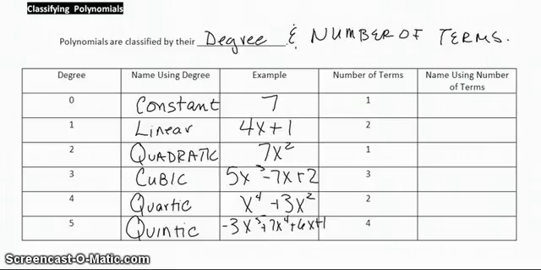Now, the number of terms. We already discussed that when it has one term, it's a monomial. When we have 2 terms, that is a binomial. And we're back to 1 term on my example for my quadratic, so that would be a quadratic monomial.